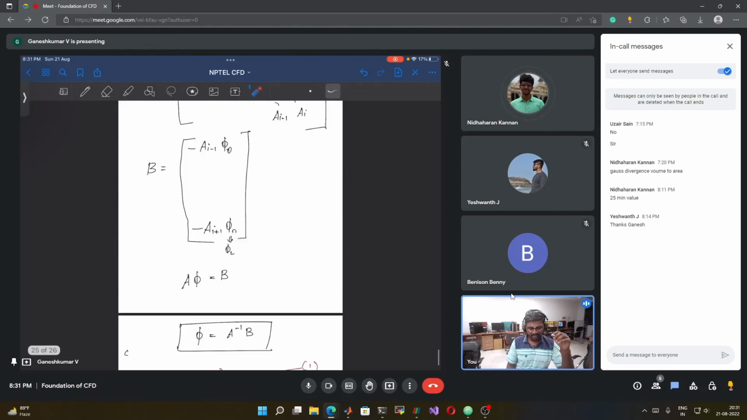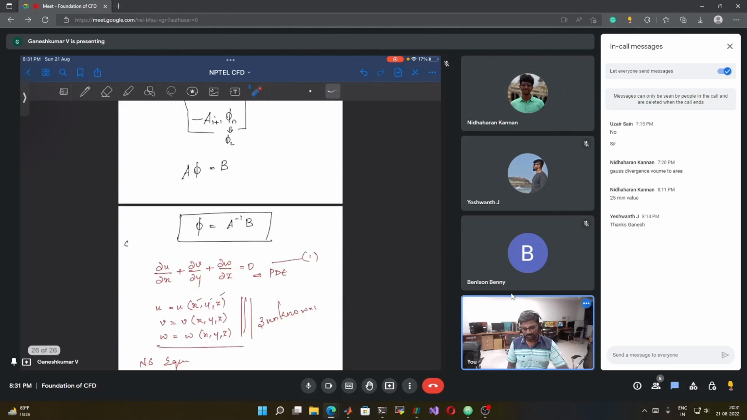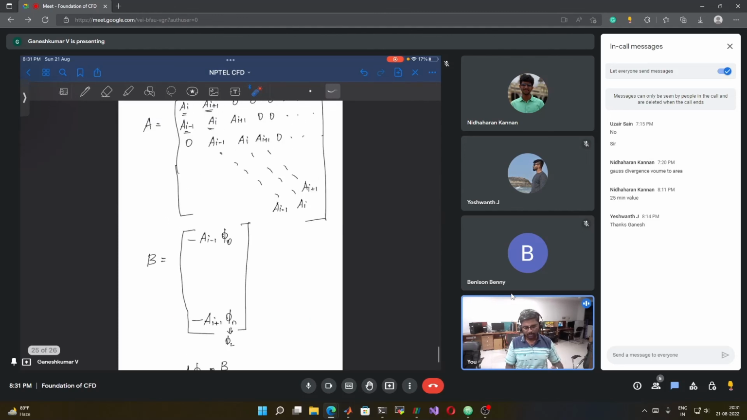Basically, what we are doing is inversion right here, A inverse. So if your matrix becomes singular, what happens? You can't do this A inverse, and then there is no point of doing all this discretization, right? So you should make sure your scheme ends up with a matrix that is diagonally dominant.